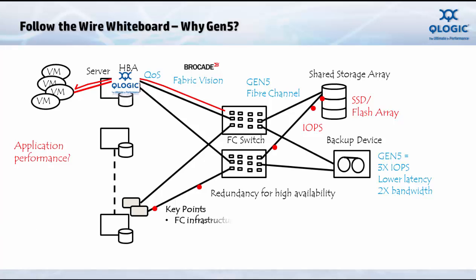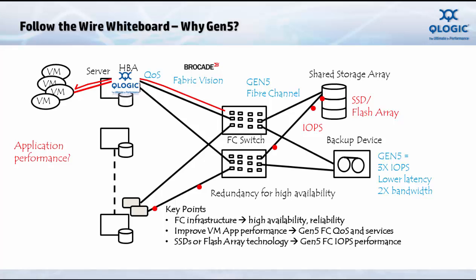So in summary, the key points are, for any customer who's implementing shared storage, they should look to Fibre Channel SAN topology for high performance, security, and high availability. Customers who are implementing new servers and/or storage virtualization and who are concerned with delivering the best in terms of application performance should deploy Gen 5 Fibre Channel SAN infrastructure based on Brocade and QLogic technology to take advantage of the new QoS capabilities. And finally, customers looking to deploy new high-performance SSD and Flash Array technology should take advantage of the increased IOPS performance, lower latency, and increased bandwidth of Gen 5 infrastructure.